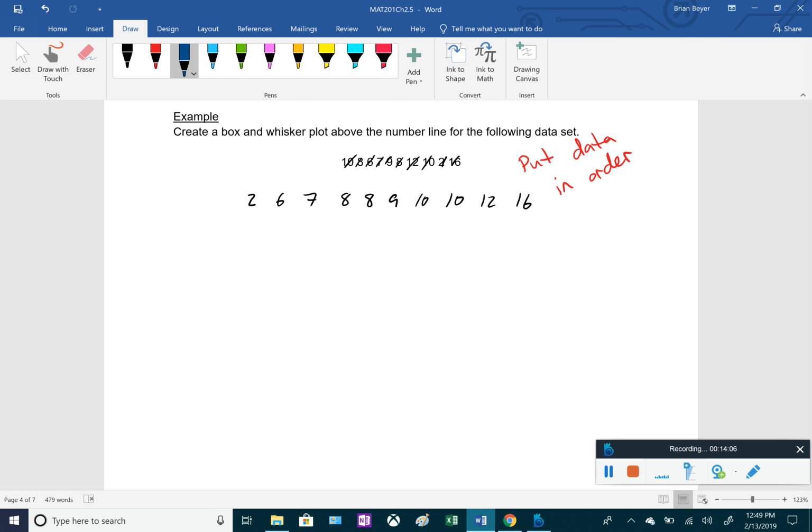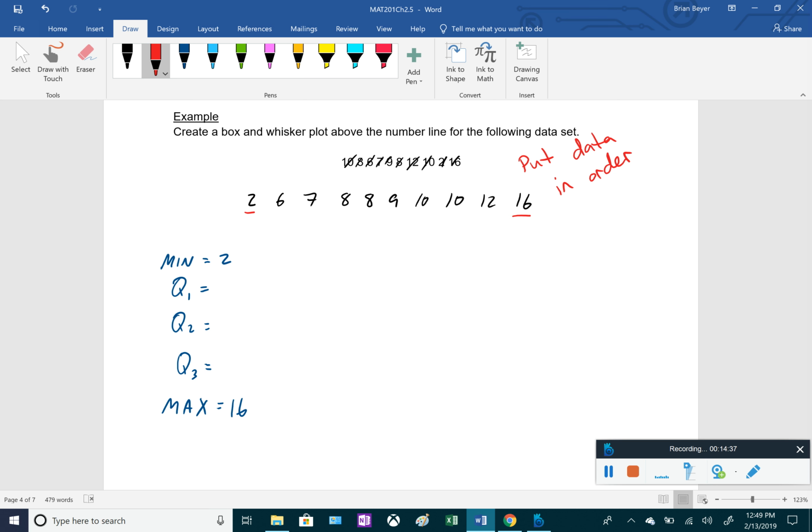Okay, so we need our 5 number summary. We need our minimum. We need Q1. We need Q2. We need Q3. And we need the maximum value. And the number line's not on the page, but it's down below that we'll put it on the box and whisker plot. So finding the minimum, obviously the minimum is just right here, is 2. The maximum is 16.